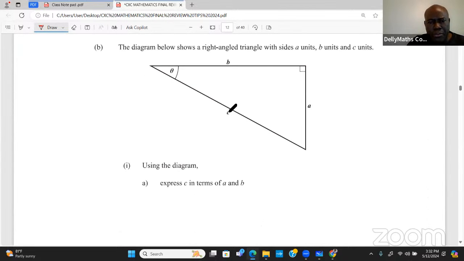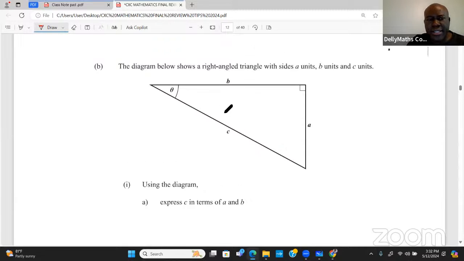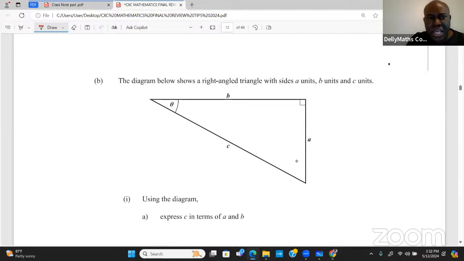Let's see what pops up here. All right, so we're looking at this question. This question is a trig question, and it says the diagram below shows a right angled triangle with sides A units, B units, and C units. So I'll highlight what we were given. We were given A units there, B units there, C. These are the lengths of these sides, basically, right? It's a right angled triangle. We're noting key things of this.